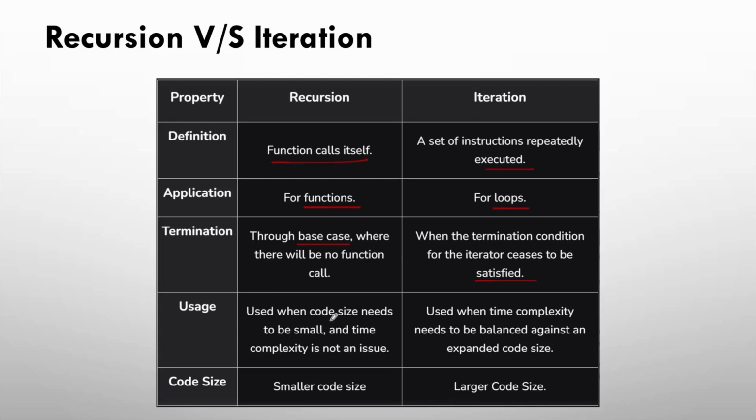So recursion is used when code size needs to be small and time complexity is not an issue, and iteration is used when time complexity needs to be balanced against an expanded code size. And like we saw, in recursion, the code is really small, and in iteration, the code is really large.